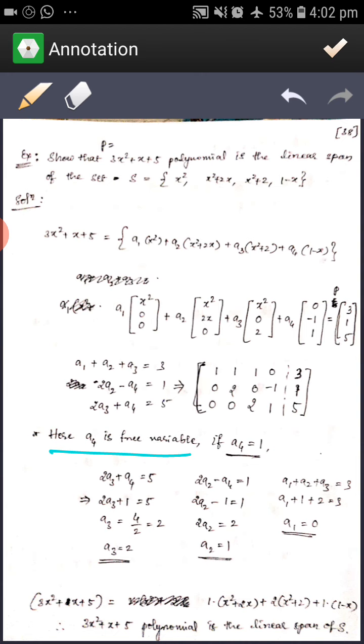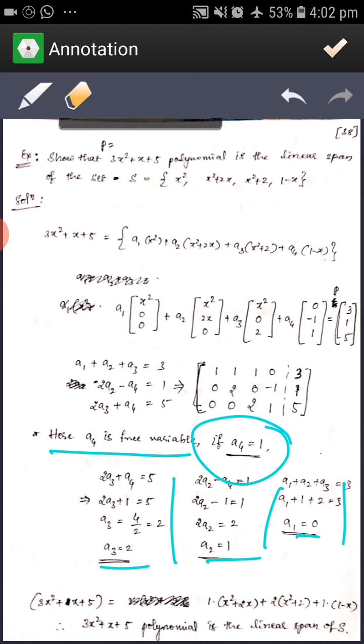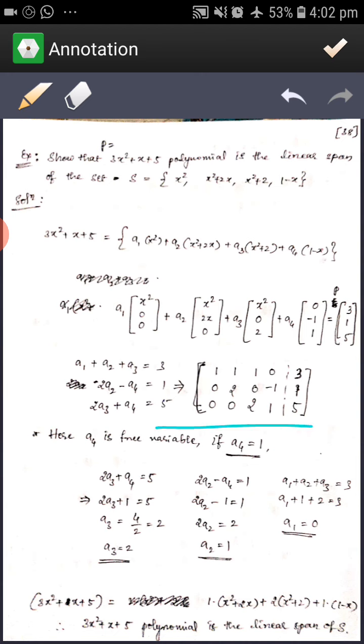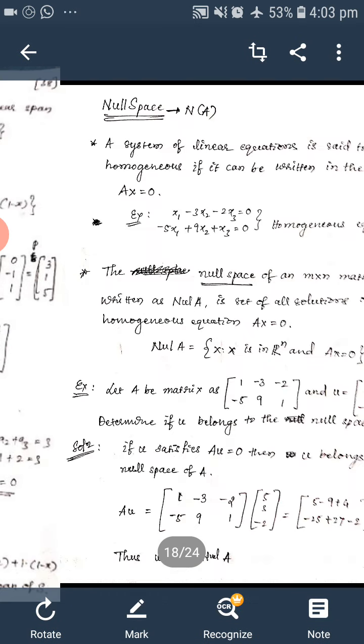We can take A4 equal to 1. If we take A4 equal to 1, then we can calculate the values by back substitution. I think there is one more step we need to do that is missing here, we need to make the terms also 0, then we can say that A4 is the free variable. So that we can try out.